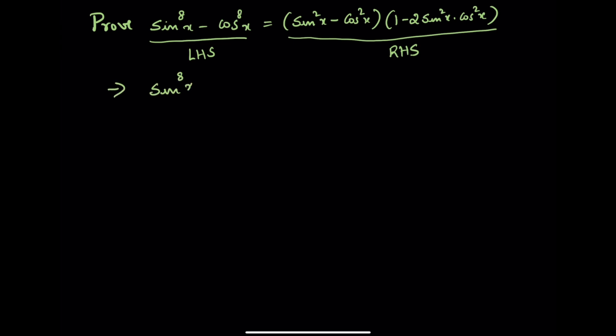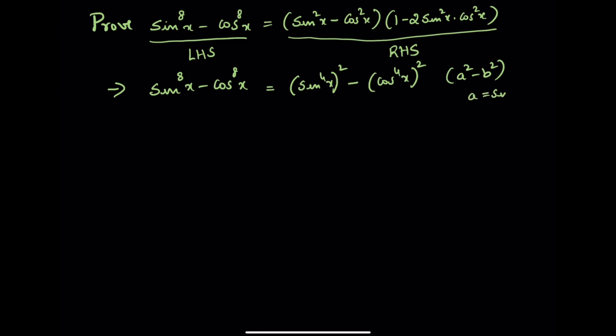So sine to the power of 8x minus cos to the power of 8x, this can be written as (sine to the power of 4x) the whole square minus (cos to the power of 4x) the whole square. Now this is of the type a square minus b square. However, here a is sine square x and b is cos square x. That is how you have to separate it now.